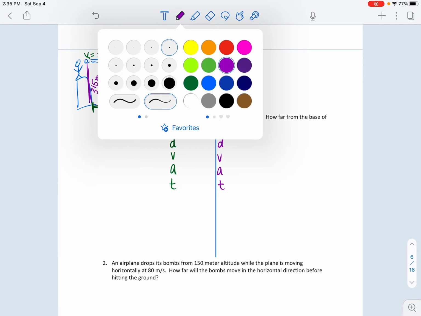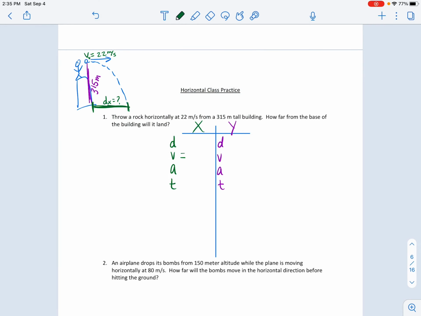So we are given a horizontal velocity of 22 meters per second, and it asks me, well, let me pause for a second. In the horizontal direction, we said that velocity was constant, which means that there is no acceleration. So always, always, always on the horizontal side, we're going to say acceleration is 0, or you can even just kind of scribble it out. There is none. So now they are asking us how far from the base of the building. So this is my unknown.